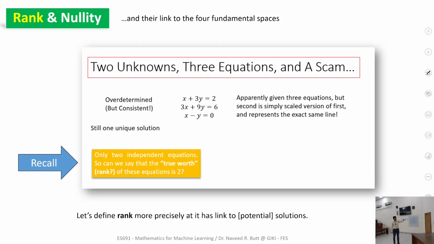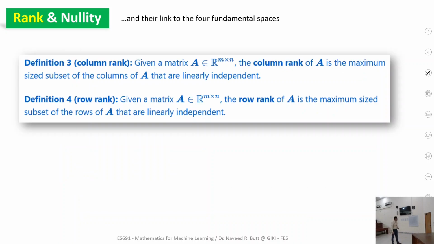First remember, आपको याद है हमने जब वो game of unknowns किया था, right? So we saw that if you had this kind of equations, yeah, they were overdetermined, only two independent equations. So I said their true worth or rank was actually 2. Yeah, so that is the concept of rank basically. We will define it now formally.